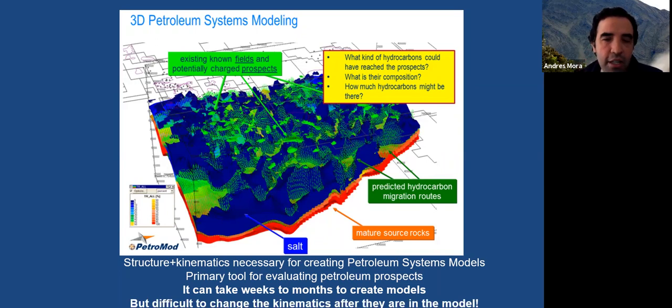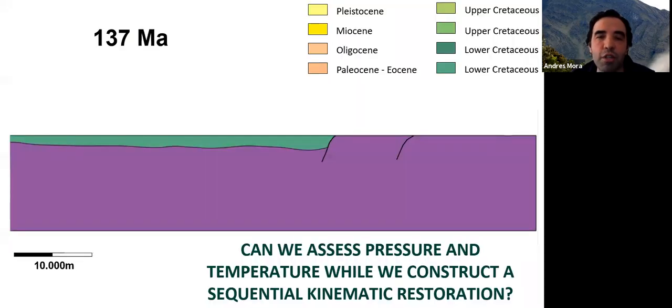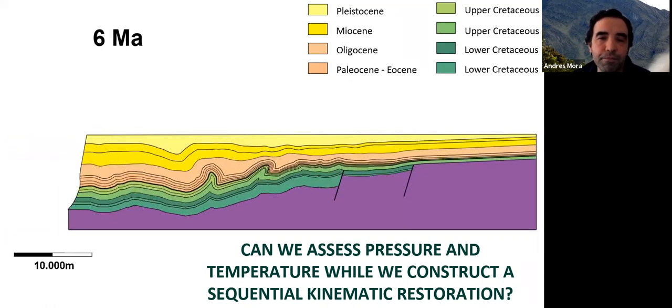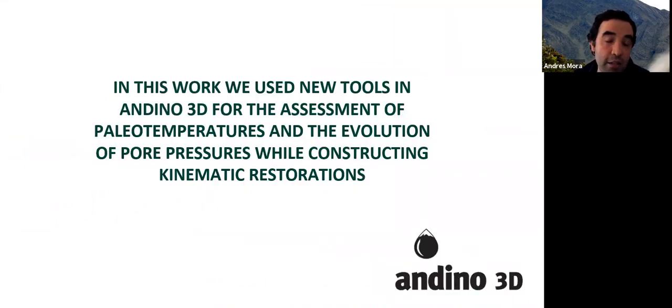And then it's difficult to change the kinematics that we introduced, the structural evolution, the change in shape and geometry of the structures after they are in the model. So it would be nice to be able to change not only the geometry, but have more refined pressure and temperature constraints before they are introduced in the petroleum systems software. So then the question is, can we assess pressure and temperature while we construct a sequential kinematic restoration like this one from the Colombian Eastern foothills? And the answer is that in this work, we used new tools developed by the developers from Late Andes inside Andino 3D for the assessment of paleo temperatures and the evolution of pore pressures while we construct the kinematic restorations.